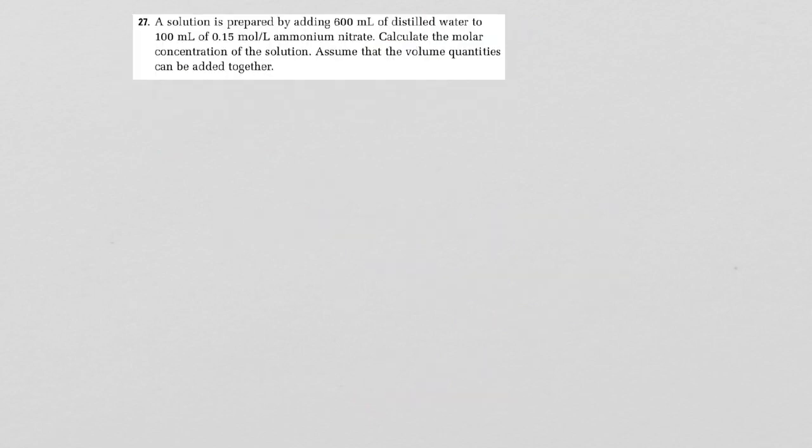One more question. A solution is prepared by adding 600 mils of distilled water to 100 mils of 0.15 moles per liter ammonium nitrate. Calculate the molar concentration of the solution. Assume that volume quantities can be added together. So if you have trouble thinking about this, this is the original solution you're starting with. So this is like your stock solution, the one you bought. So this is our V1.